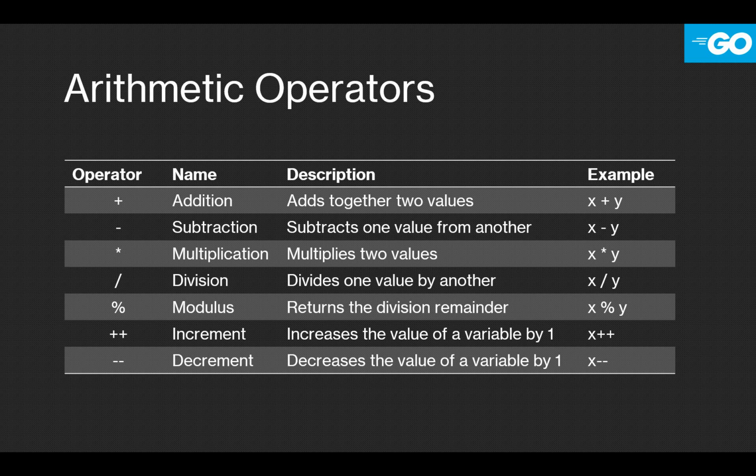The arithmetic operators are basically used to perform common mathematical operations on the data values. Go supports these arithmetic operators, which are addition, subtraction, multiplication, division, modulus, increment, as well as decrement.